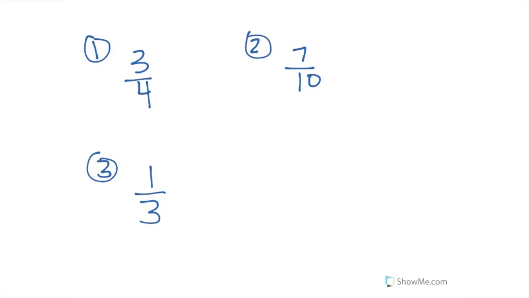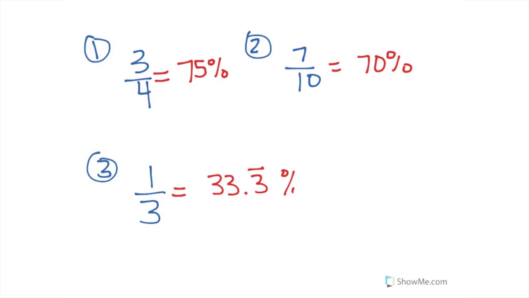Okay, now that you have paused the video to work it out, let's see if you got it correct. The answer to number 1 is 75%. The answer to number 2 is 70%. And this one may have been a little tricky for some of you. The answer to number 3 is 33 and 1/3 percent, with the 3 repeating. Okay, so I'm going to actually go over them to explain it.